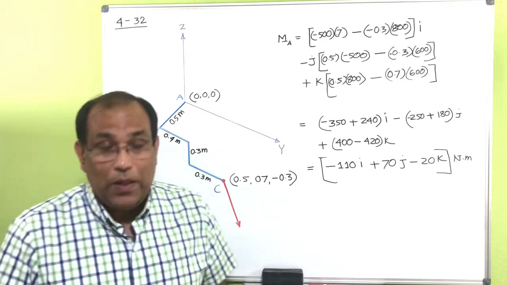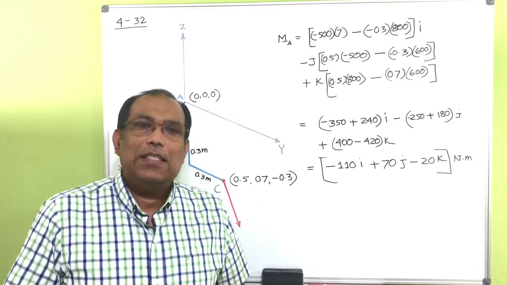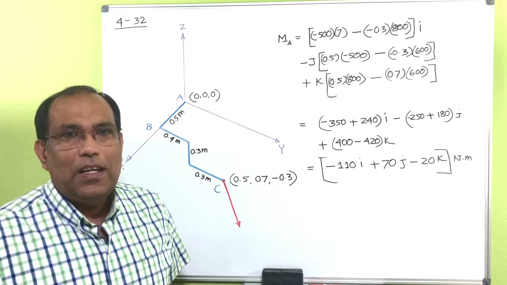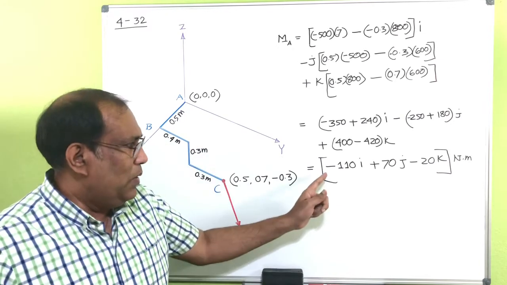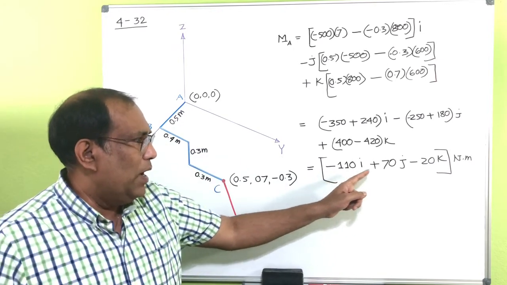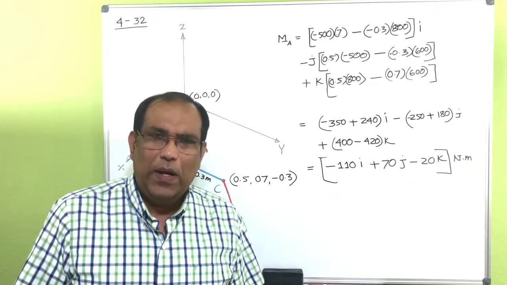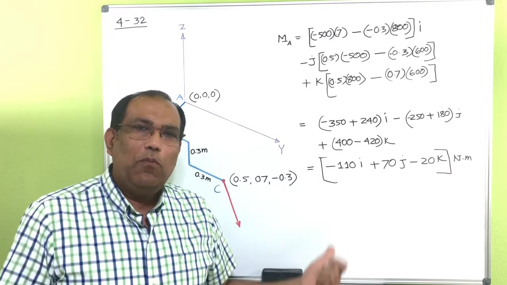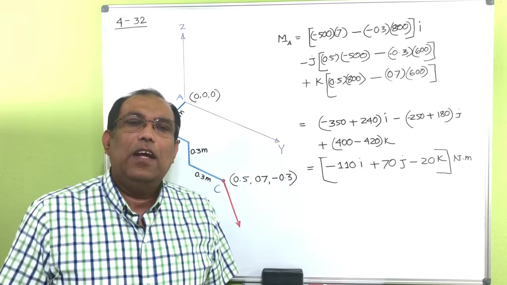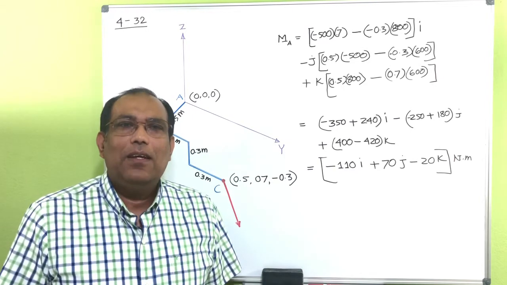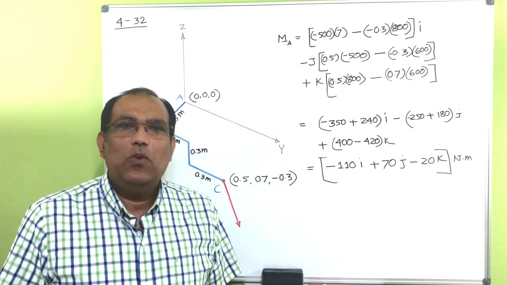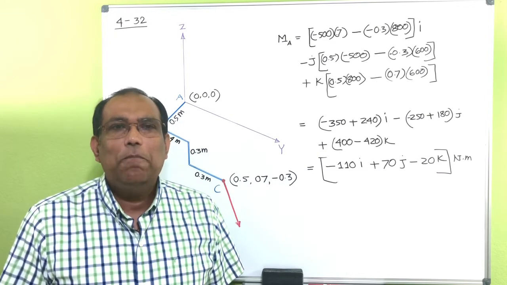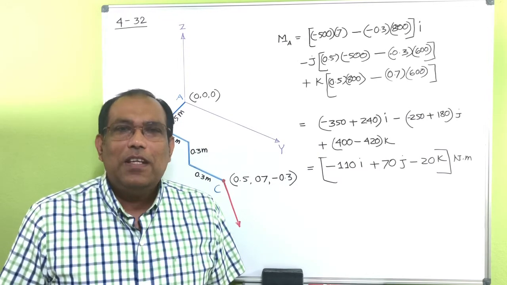here they didn't ask that one though, but if they ask you, you know how to find the magnitude of this vector, which is root over 110 square plus 70 square plus 20 square. And again, you can show that moment as a unit vector and find the angle the moment is making with the x-axis, y-axis, and z-axis. Okay? So let's move forward.